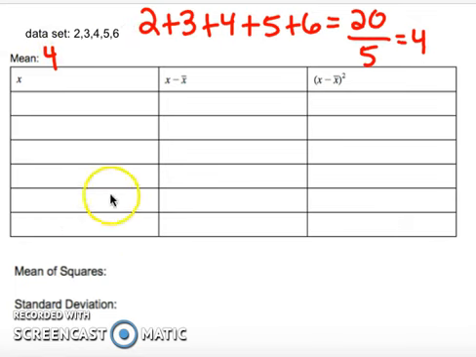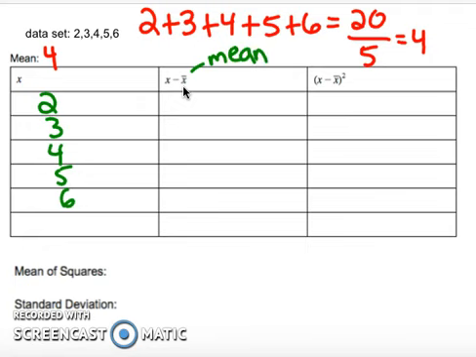This column over here is intended to just list the values in our data set, so I'm going to put those in there. And then this second column, this notation is telling me to take each x value, which are the ones in this first column, and subtract away the mean. So this x bar symbol is a symbol for the mean.